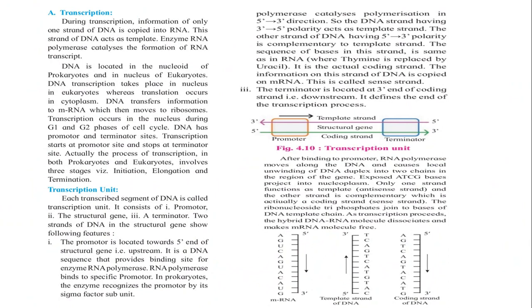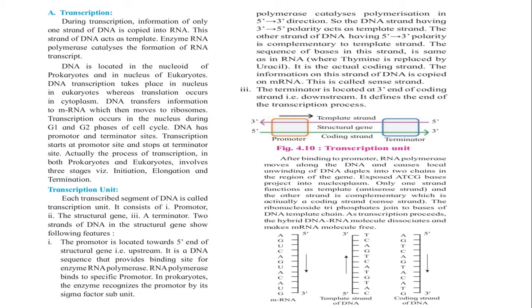It consists of number 1, transcription. During transcription, information of only one strand of DNA is copied into RNA. This strand of DNA acts as the template. The enzyme RNA polymerase catalyzes the formation of the RNA transcript. DNA is located in the nucleoid of prokaryotes and in the nucleus of eukaryotes. Transcription takes place in the nucleus in eukaryotes, whereas translation occurs in the cytoplasm.